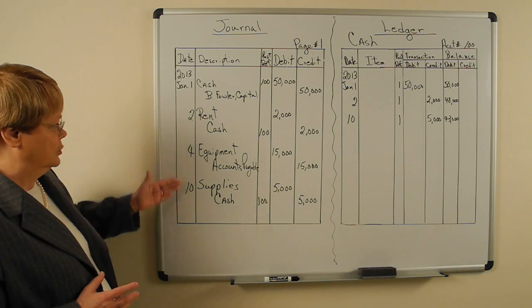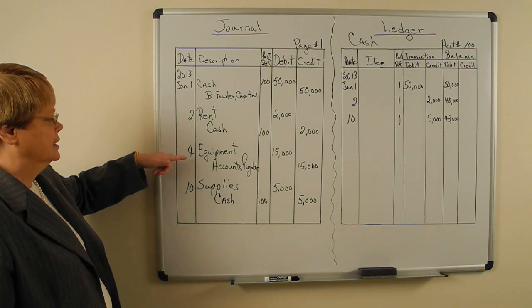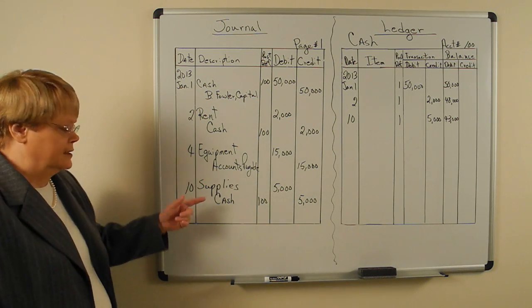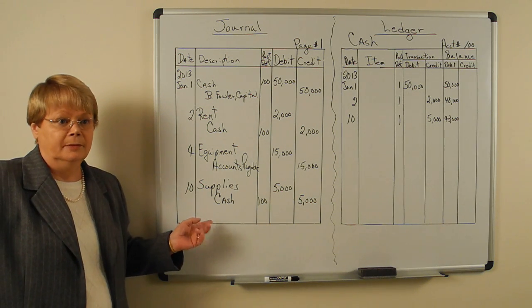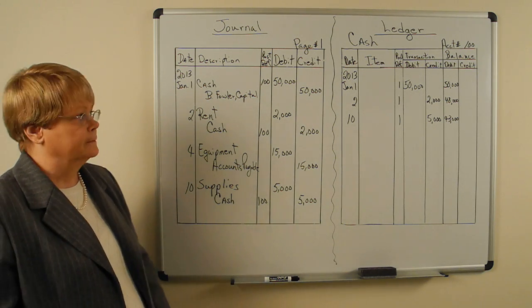I have 4 journal entries here: a debit to cash, a debit to rent, credit to cash, debit to equipment, credit to accounts payable, debit to supplies, and a credit to cash. The amounts may be different, but these are some of the things we did in Chapter 1.